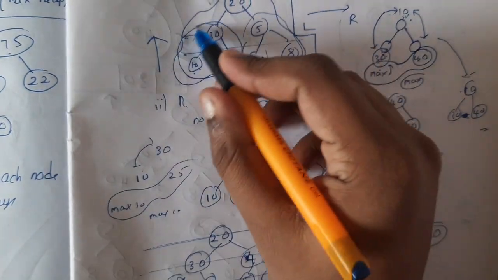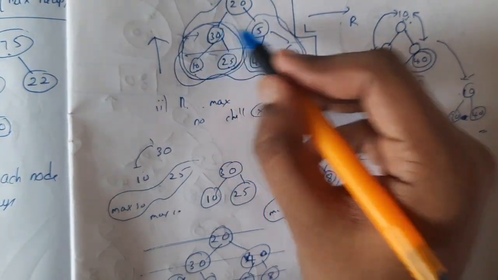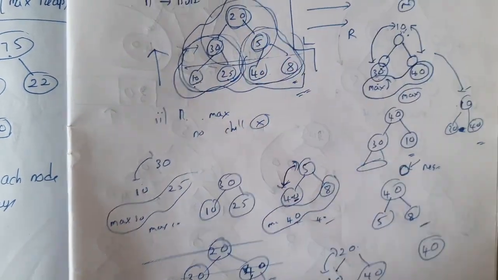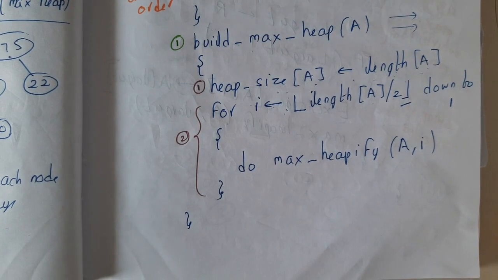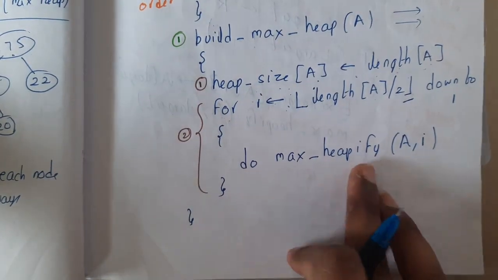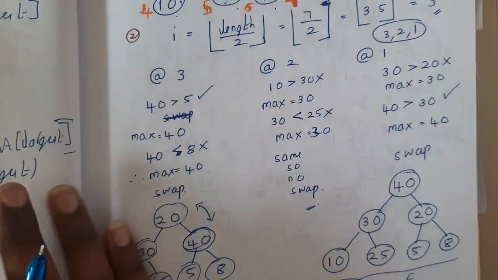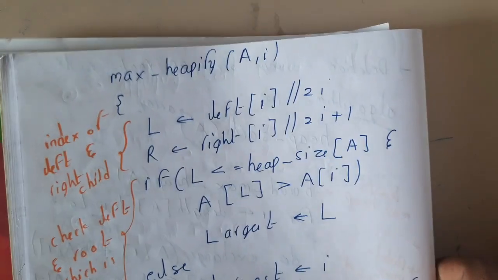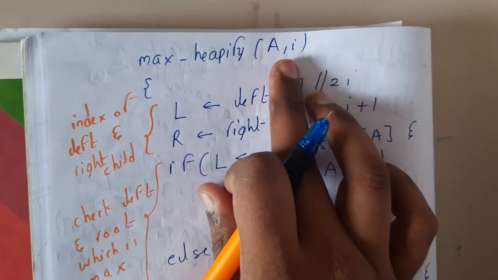So if you take these 3, you will be placing the parent here. If you take these 3, the parent here. If you take these 3, the parent here. In that way, placing the parent in the exact position. So do max heapify A comma I. After that we have the heapify, which is the last part of the algorithm. Max heapify A of I.